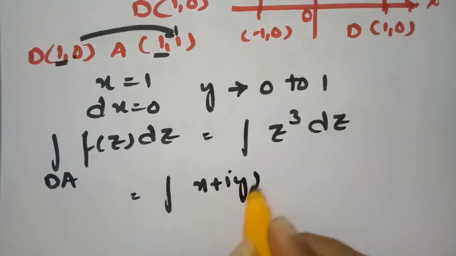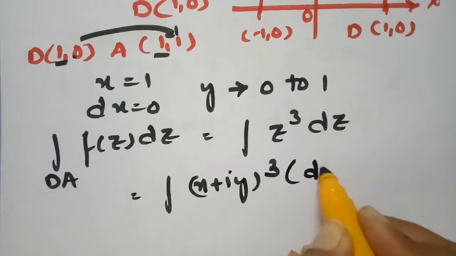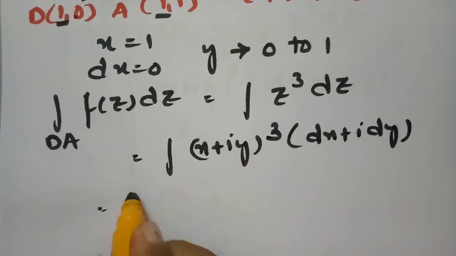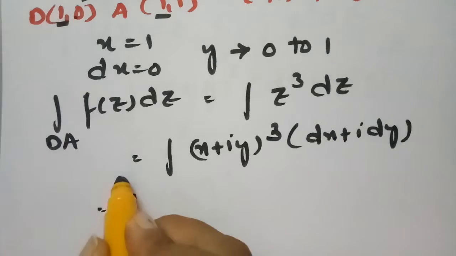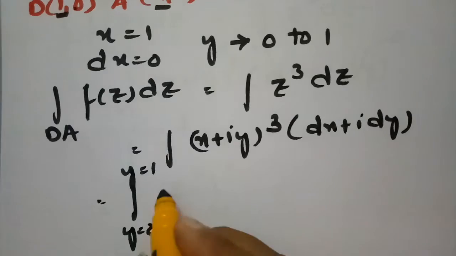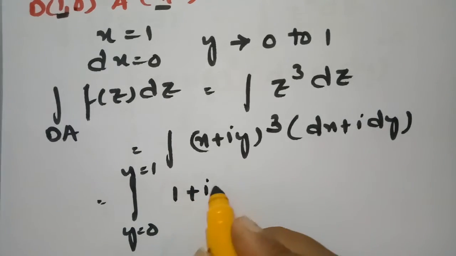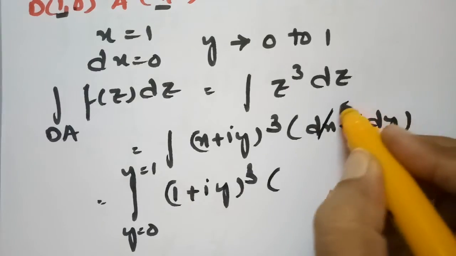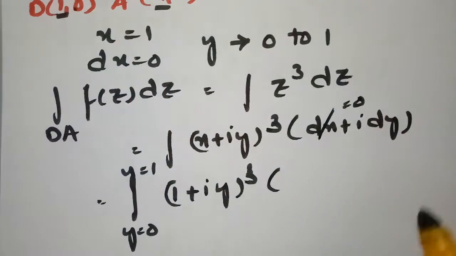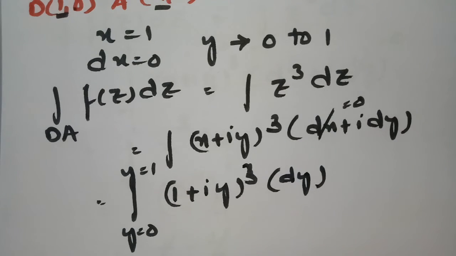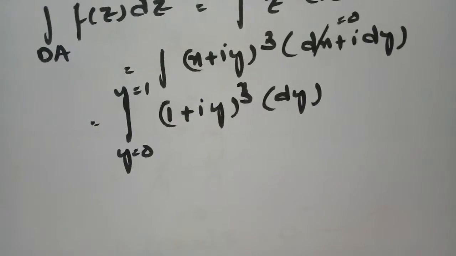This is (x plus iy) whole cube into (dx plus i dy). So here the y limits are from 0 to 1. The x value is equal to 1. So this is (1 plus i y) whole cube. And here dx is equal to 0. From this, what is dx? This is 0. And what remains here? Only dy remains. So if I multiply with this, now I have to expand.